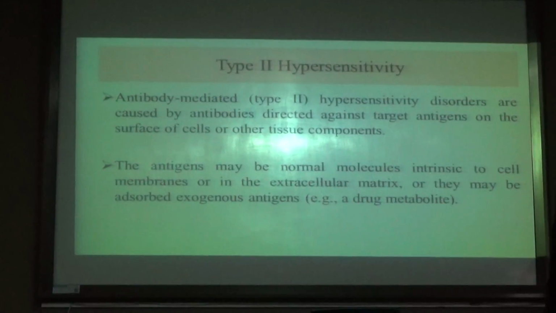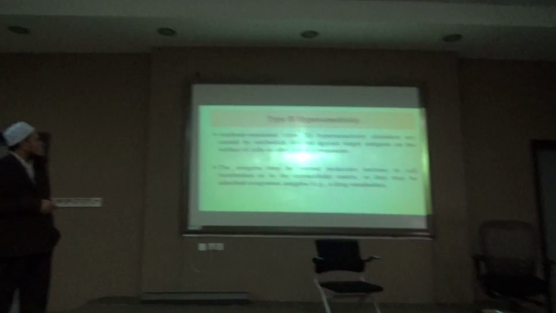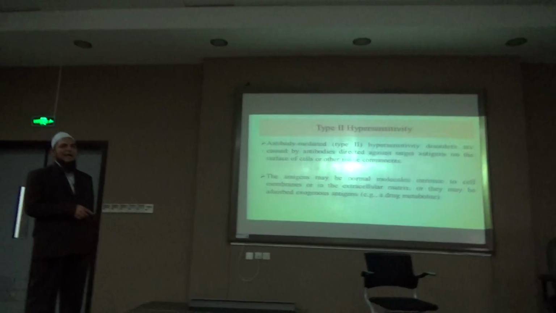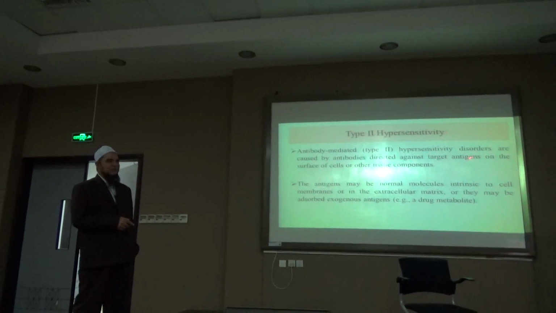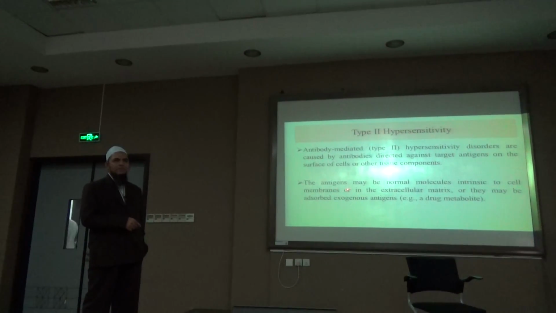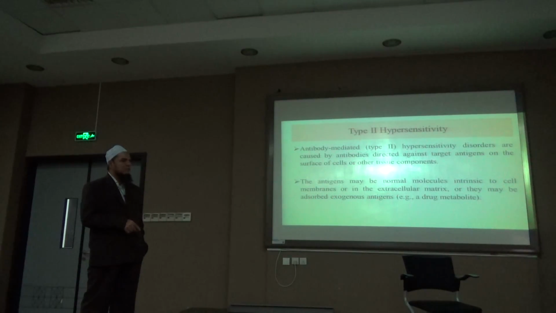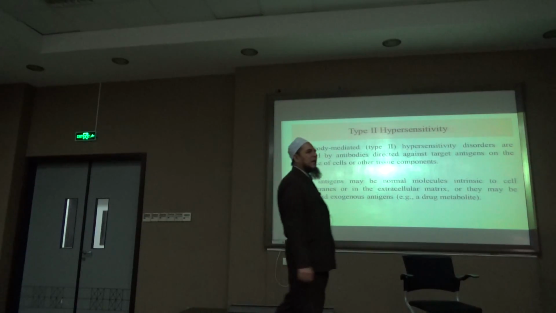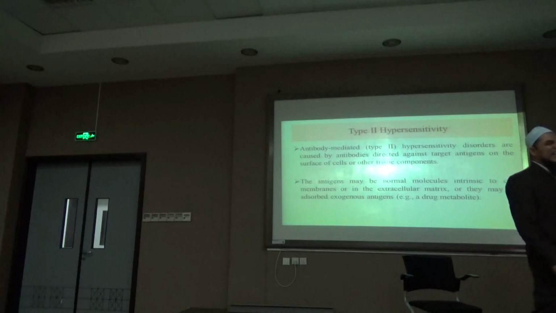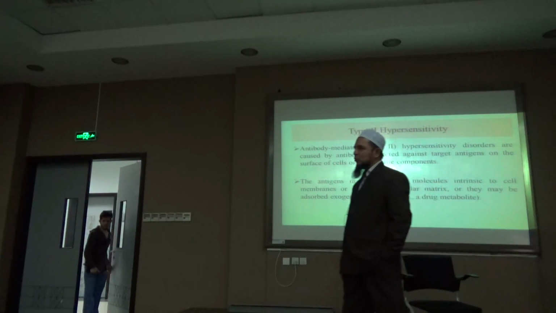Type 2 hypersensitivity is the antibody mediated hypersensitivity. That is, the disorders caused by the antibodies directed against the target antigens on the surface of the cell or other component. The antigen may be normal molecules intrinsic to the cell membrane or extracellular matrix, or they may be adsorbed exogenous antigen. For example, sometimes the cells have antigen, but that is self antigen. The body doesn't do anything to them. The body doesn't create any problem to those antigens.